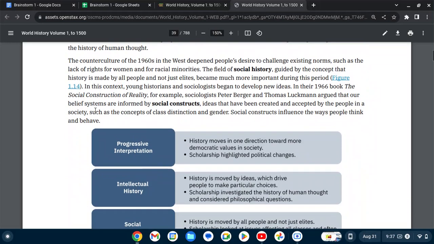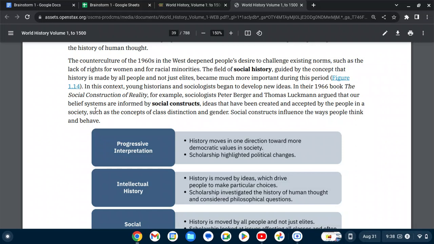The counterculture of the 1960s in the West deepened people's desire to challenge existing norms, such as the lack of rights for women and for racial minorities. The field of social history, guided by the concept that history is made by all people and not just elites, became much more important during this period. In this context, young historians and sociologists began to develop new ideas.